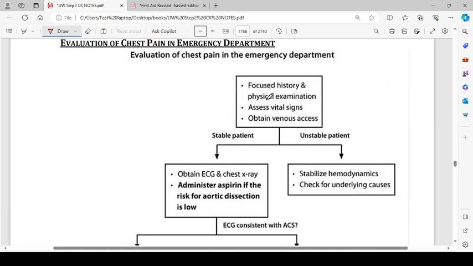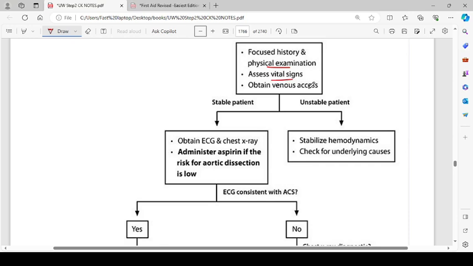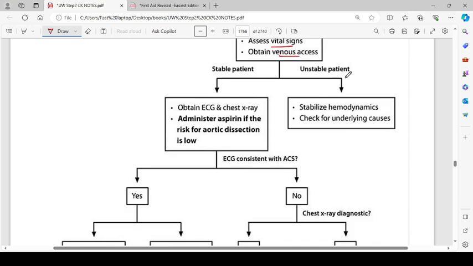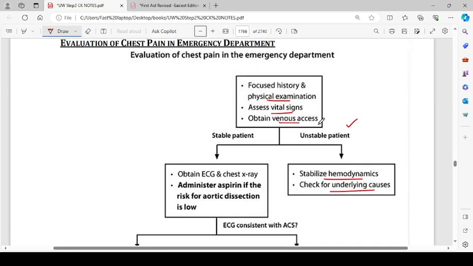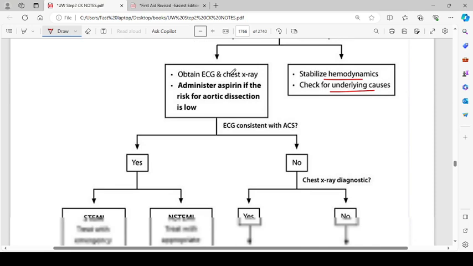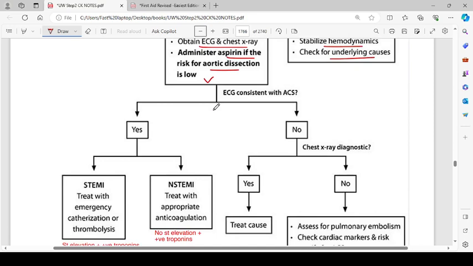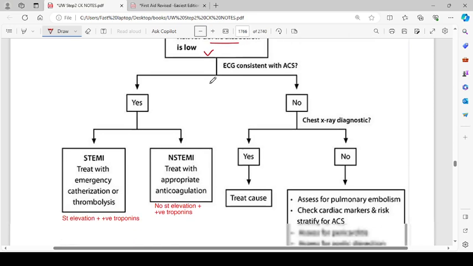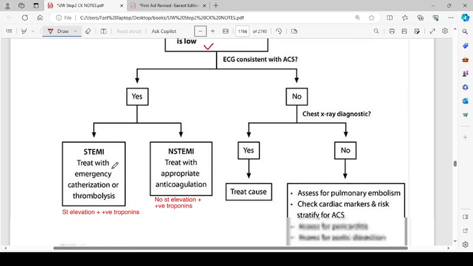Then we have the next thing, that is evaluation of chest pain in the emergency department. Firstly, we take a focused history and physical examination, assess the vital signs, and obtain venous access. If the patient is unstable, stabilize hemodynamics and check for underlying causes. If the person is stable, obtain the ECG and chest X-ray, and administer aspirin if the risk for aortic dissection is low. If STEMI, treat with emergency catheterization or thrombolysis. And if it is NSTEMI, treat with appropriate anticoagulation.